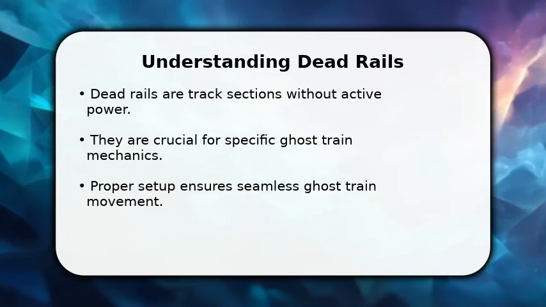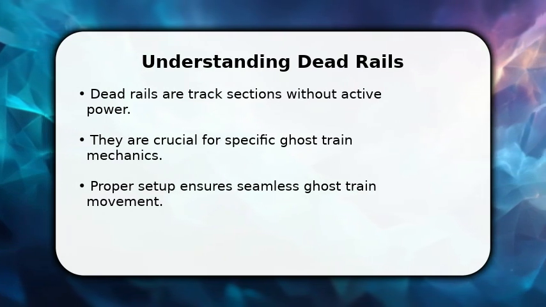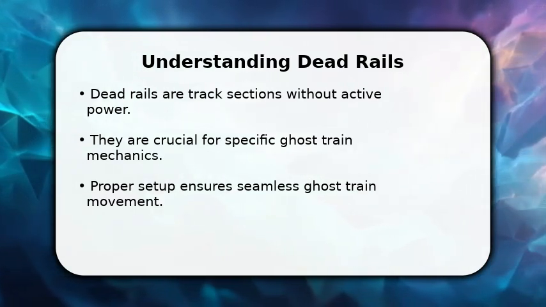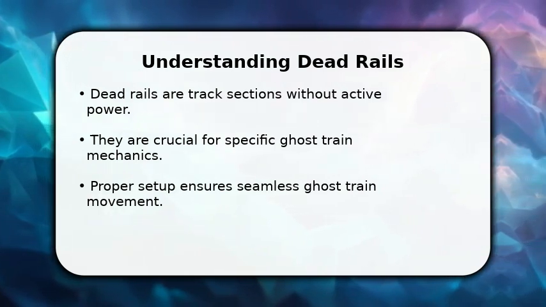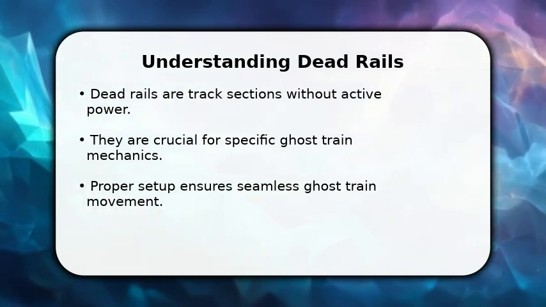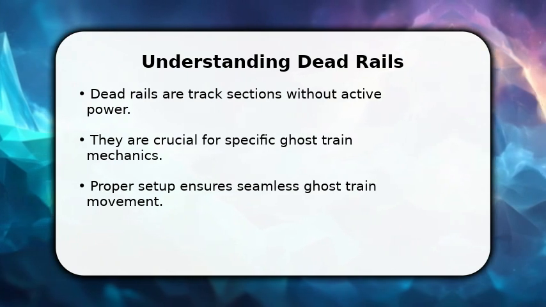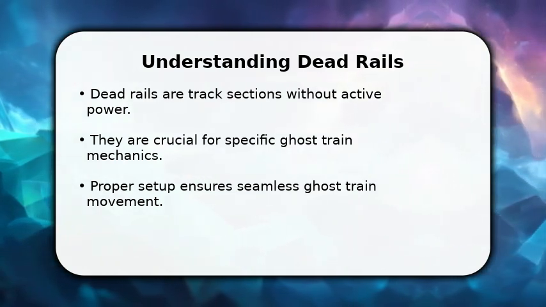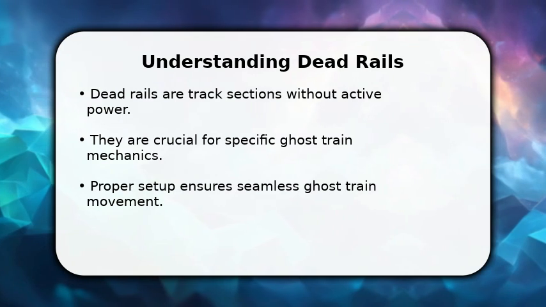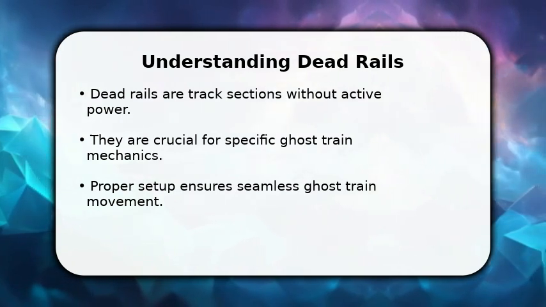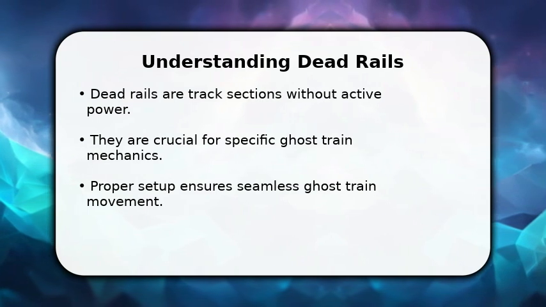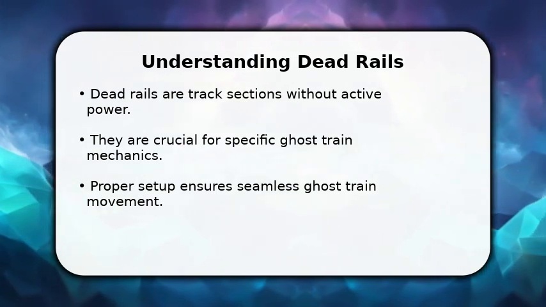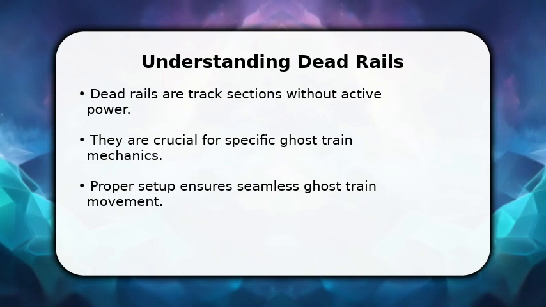In this video, I will explain how to use Ghost Train dead rails. Dead rails are unique track segments designed to interact specifically with ghost trains. Unlike standard tracks, they lack continuous power, which is essential for their special function. Understanding their purpose is the first step to mastering advanced train layouts. We'll cover everything from initial placement to advanced operational techniques, ensuring your ghost trains run perfectly every time.